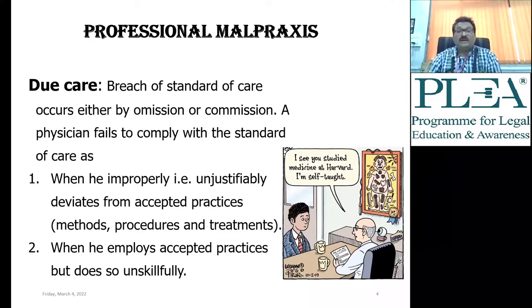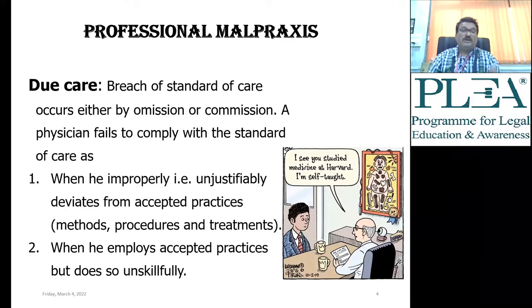Now, how can it be applied? Say a physician fails to comply with the standard of care when he improperly, that is unjustifiably, deviates from accepted practices. I will give you the best example: a common procedure regularly performed by a doctor is giving an intramuscular injection. There is an accepted practice. If you want to give it in the upper limb, it has to be the upper one-third, lateral part of the deltoid. Or if we want to give it in the gluteal region, it is again the upper one-third zone. The accepted practice is that we have to use disposable syringes, and inject in this part only.